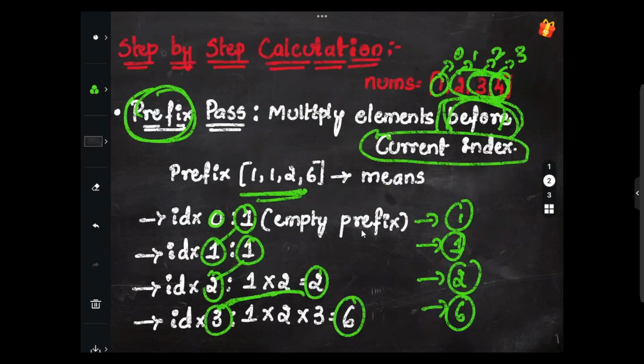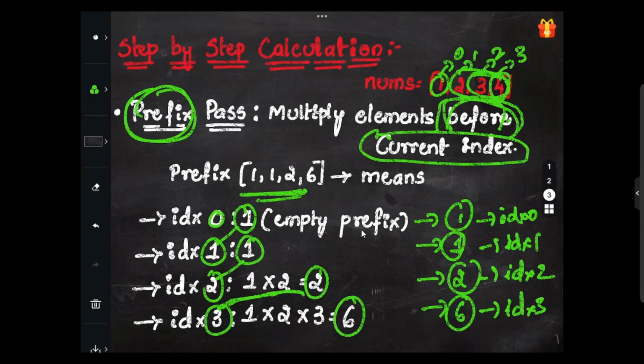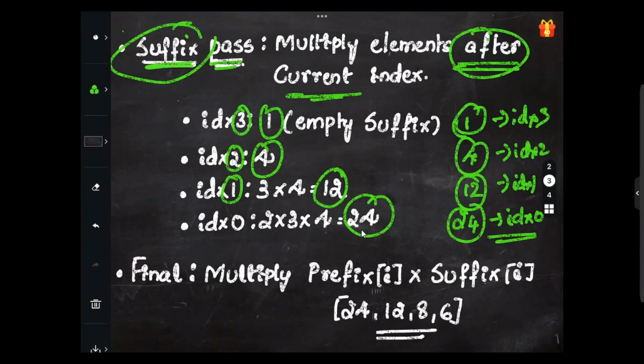So again I'll just come here. This is for index 0, this is for index 1, and this is for index 2, and this is for index 3, right? So now currently we have saved the prefix pass and the suffix pass values that we have got in the hash map. Finally what we will do, we will multiply prefix of I into suffix of I.